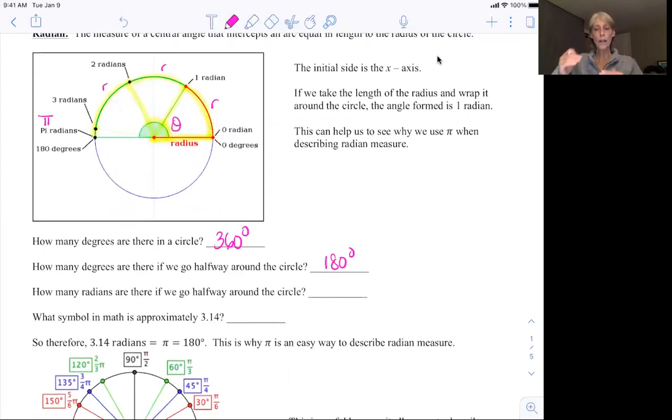Okay. The reason we equate radians with pi is because mathematicians did a lot of work to work out the fact that this is really 3.14 radians. And because we use pi to represent 3.14, that became the number, right? We were using a math symbol to describe our angles instead of numbers all the time. And that's really where radian measure came from.